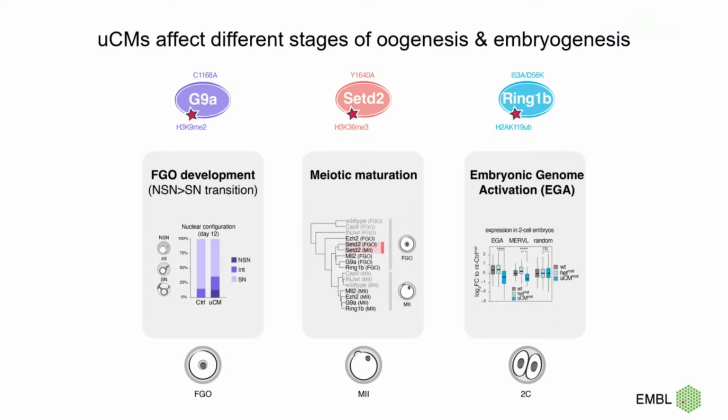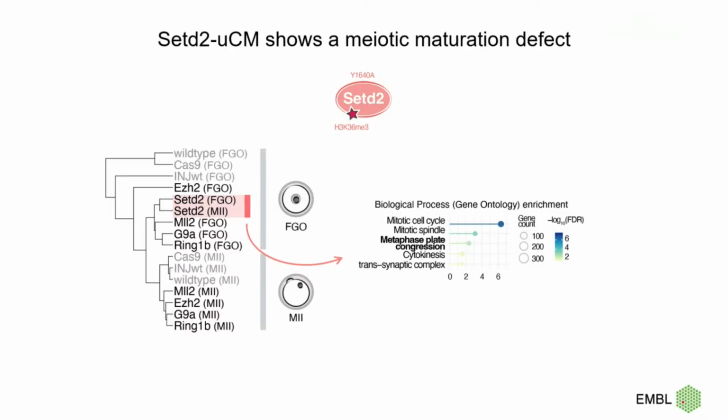And whilst some of these phenotypes have been reported before, what we're really excited to be able to do now is to assign them to lack of the catalytic function and therefore to lack of the chromatin mark. I will just give you a brief overview, and again, more than happy to discuss later. For instance, in the case of the SETD2 catalytic mutant, we find both at the morphological and at the transcriptional level that there is a defect in meiotic maturation. So the transcriptome of M2 SETD2 catalytic mutant oocytes actually clusters with the FGOs, and amongst the genes that fail to be activated, you have many that are related to cell division and meiosis.